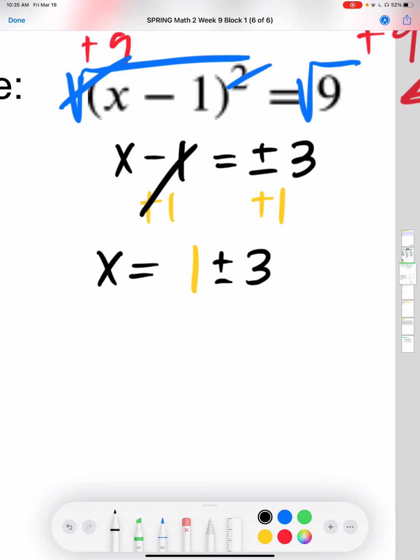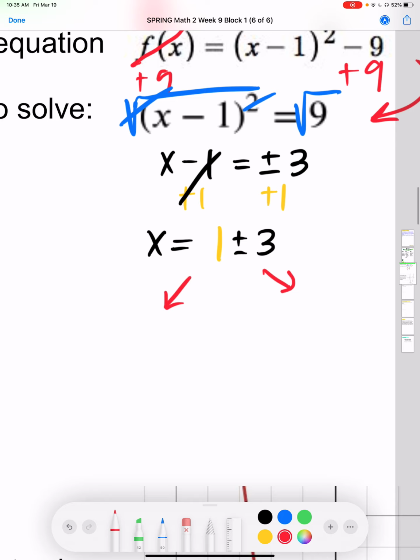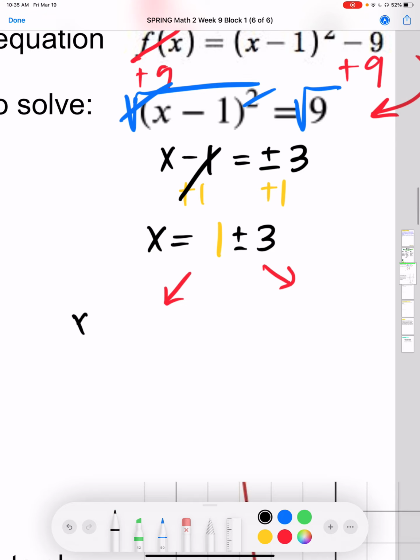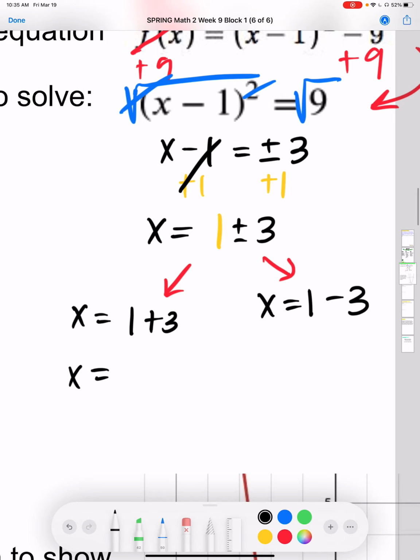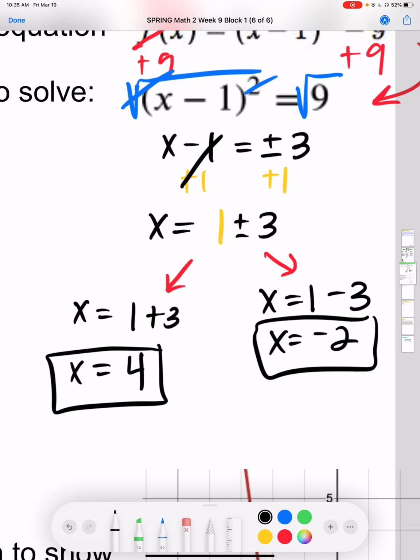Now, remember that these are two solutions, so we can actually split this up into two answers. The first answer is x equals 1 plus 3. The second solution is x equals 1 minus 3. Now we can actually simplify each of these. On the left-hand side, x equals 1 plus 3 is 4. So that's one of our solutions. 1 minus 3 is negative 2. So x equals negative 2 is our other solution.